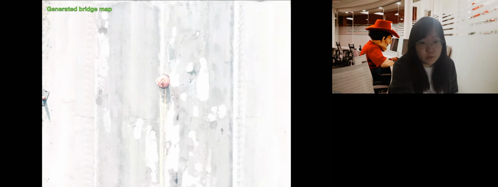This is an example of the generated bridge map using Pix4D, where each of the images is stitched together to create this map. We cropped some of the unnecessary regions, such as side images that include grass, so that we can focus more on the bridge rather than other natural images.